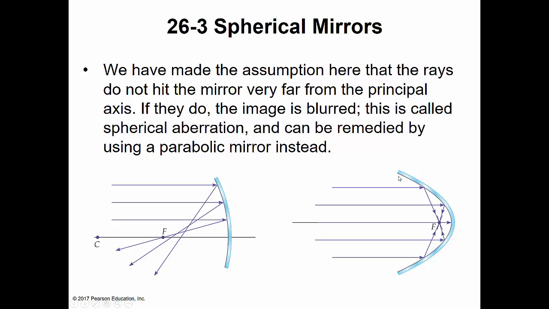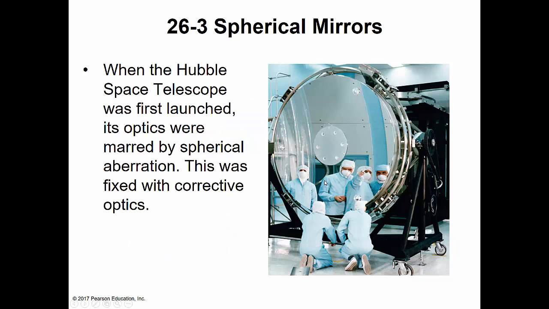So to correct that, you can make a mirror a parabolic mirror. So in other words, taking it out of a sphere, you can correct that spherical aberration by cutting the mirror out of a parabolic shape. And this is what's used in really big mirrors, like for instance in telescopes.